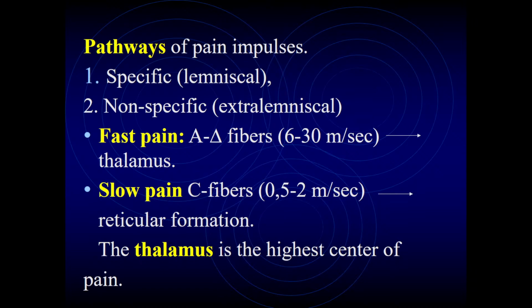The highest center of pain is located in the thalamus. The awareness of pain and the degree of suffering depend on the cortex. Also, pain impulses are sent to the hypothalamus, limbic system, and other brain structures. This provides the vegetative and emotional components of pain. For example, changes in heart rate, respiratory rate, depth of respiration, blood pressure, and others.